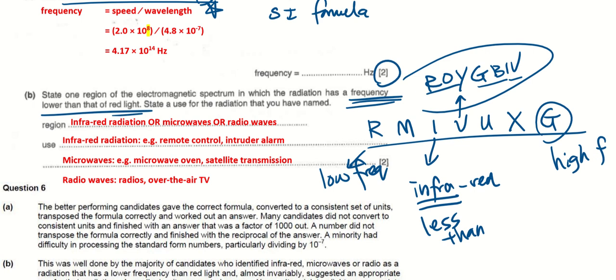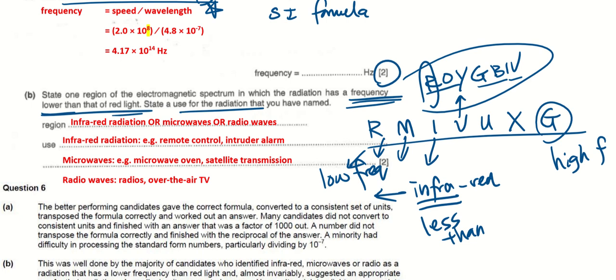Then, if I'm looking at a frequency that's lower than red light, that means I'm looking at infrared, I'm looking at microwaves, I'm looking at radio waves. Why? Because if I move to the left, the frequency decreases. Then they say, state a use for the radiation that you have named.